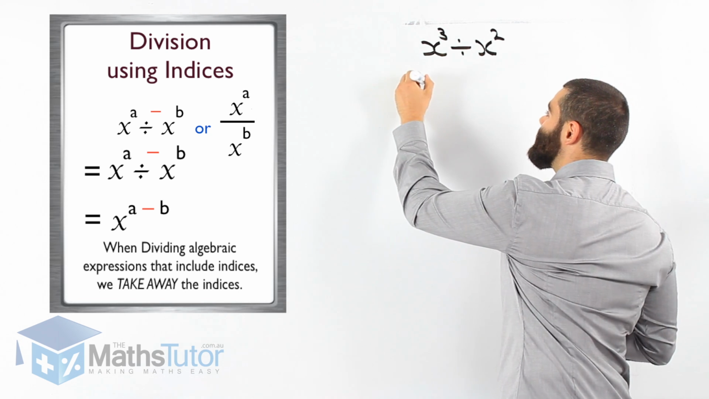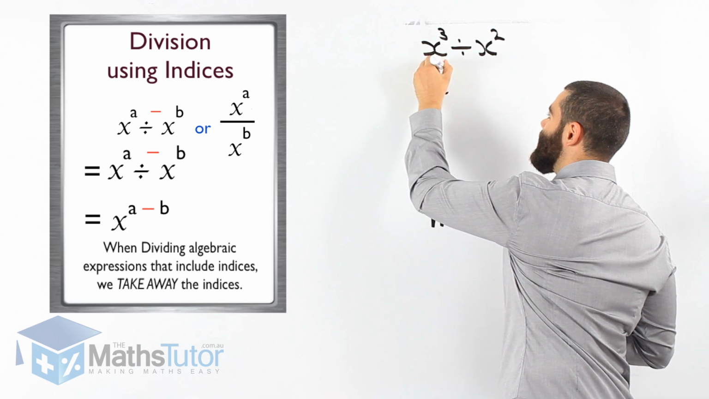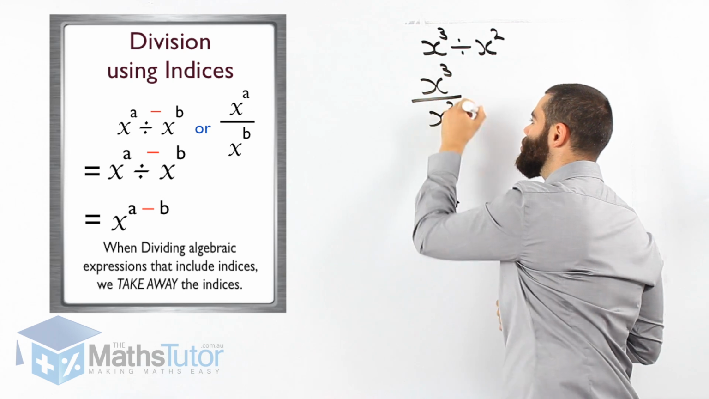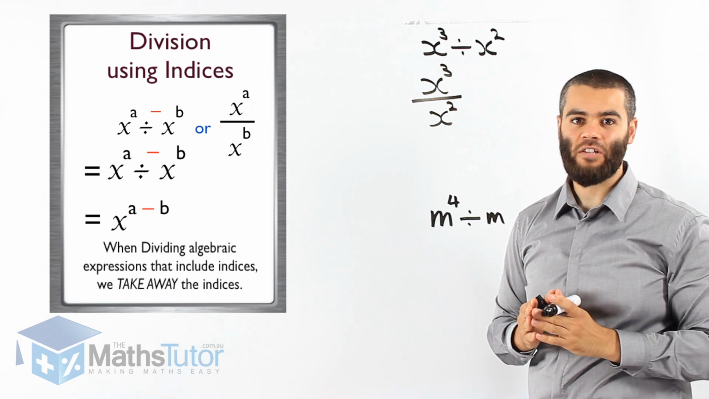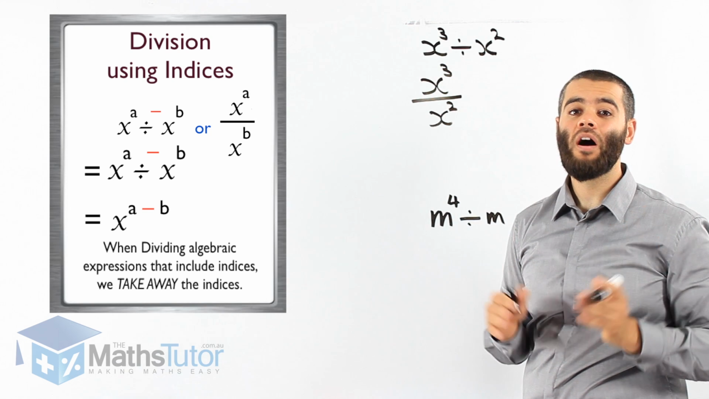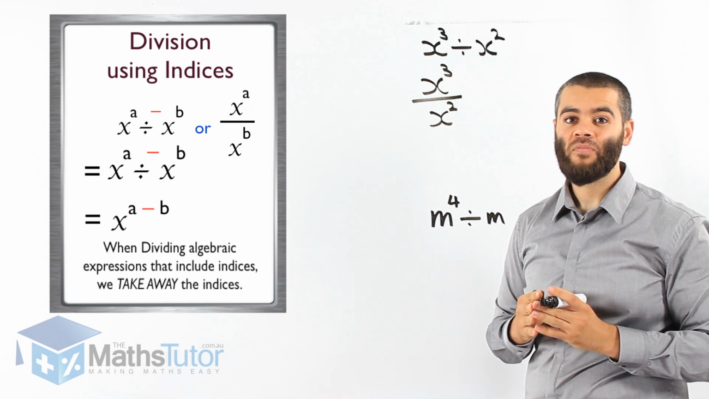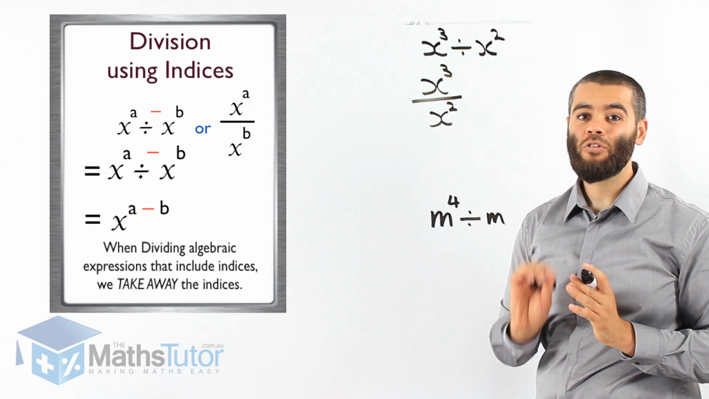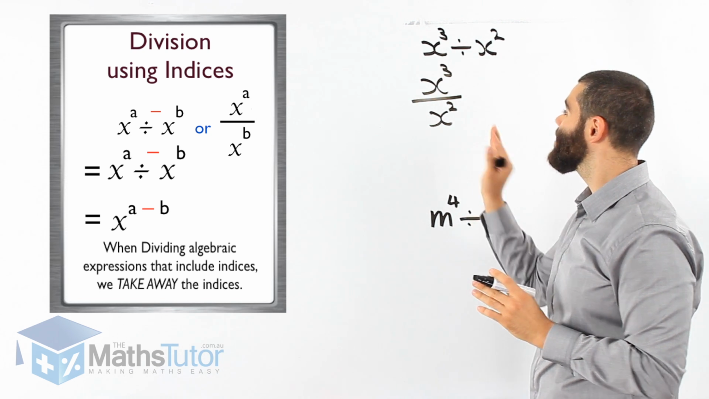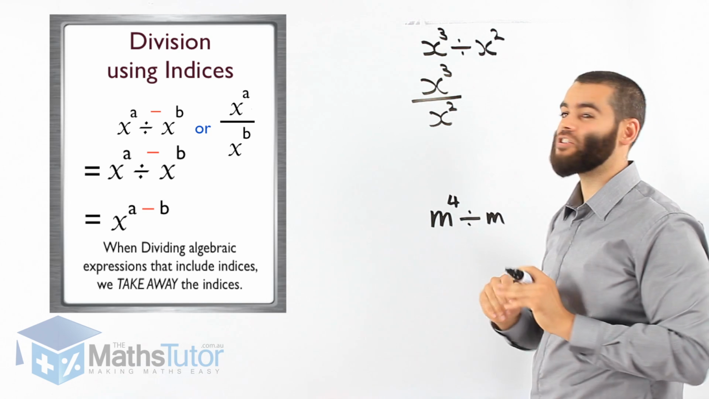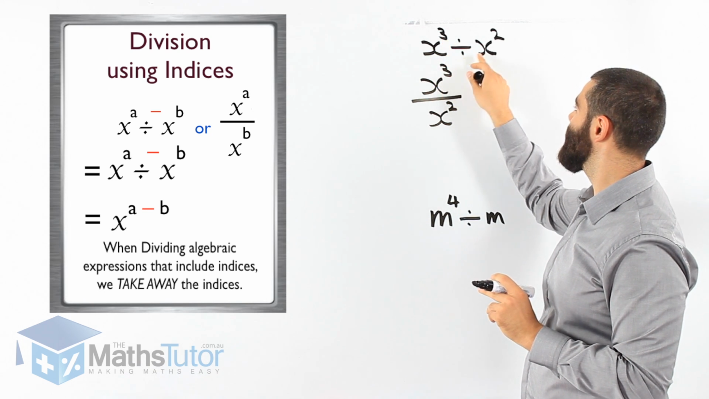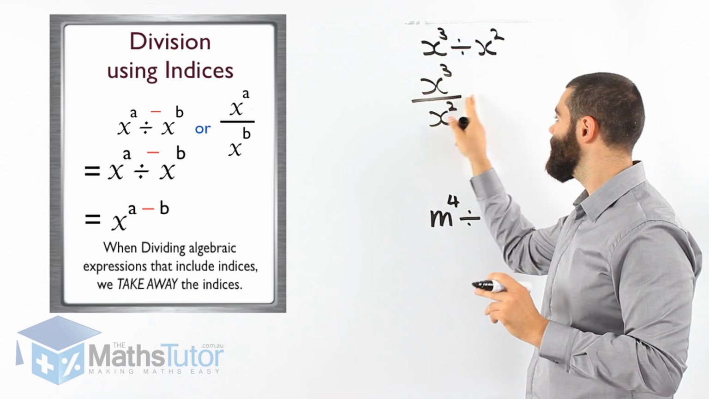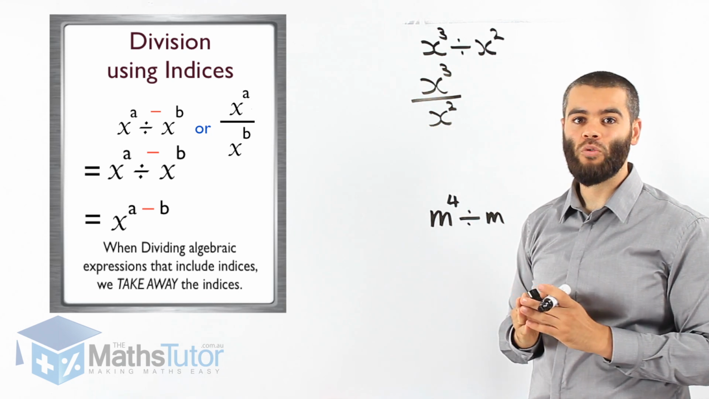First, we write it down in fraction form. X to the power of 3 over x to the power of 2. Always write it in fraction form. I get students that ask me why. You'll know why later on. It's so easy to make mistakes here. For now, get used to writing it down in fraction form. We know division means fraction. So x to the power of 3 divided by x to the power of 2 is the same as x to the power of 3 over x to the power of 2.